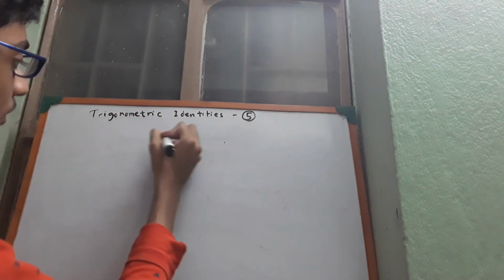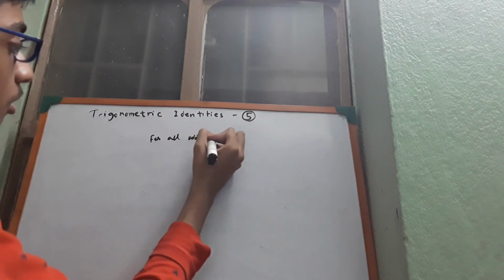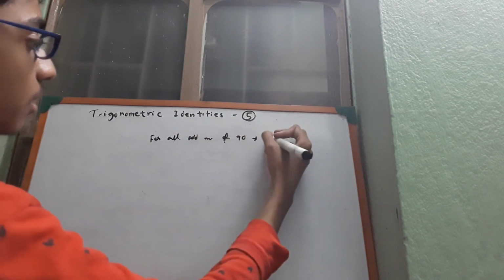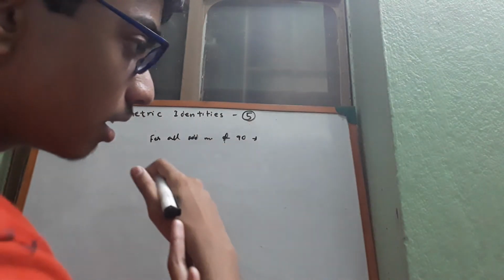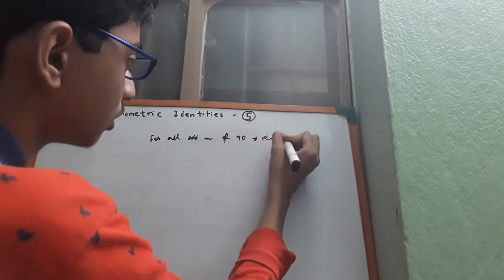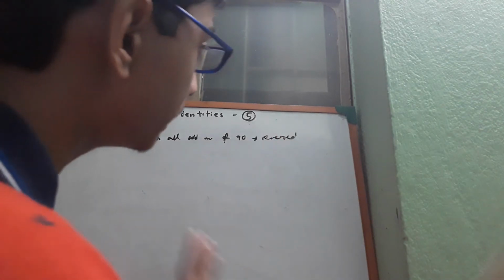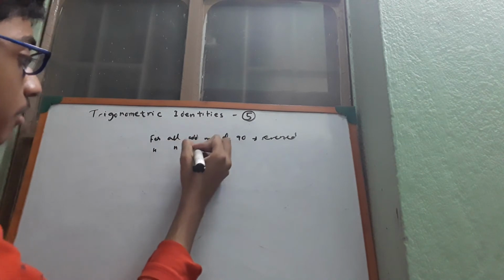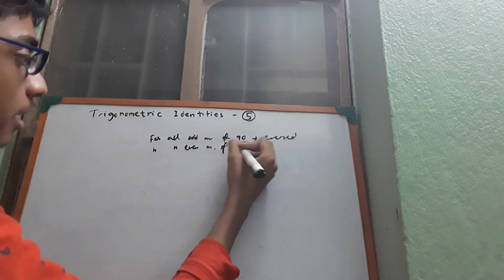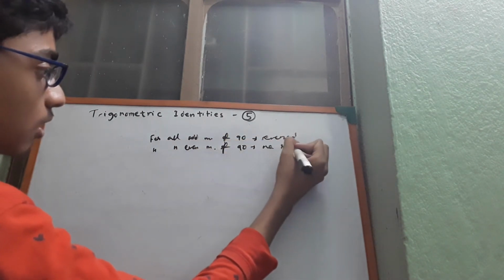So that's our short trick for all odd multiples of 90. The function will become its co-function: sine will become cosine, I'm just writing the reverse for short. Tan will become cotangent, and sec will become cosec. And for all even multiples of 90, no reversal.